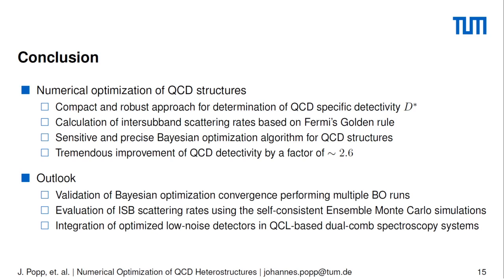So we will repeat the simulation of the last slide to validate our convergence, and we will run multiple Bayesian optimization runs. Then we want to include our Ensemble Monte Carlo approach, which is a self-consistent approach to simulate the inter-subband scattering rates, and hopefully the optimized, low-noise detector can then be used in a QCL-based dual-comb spectroscopy system.